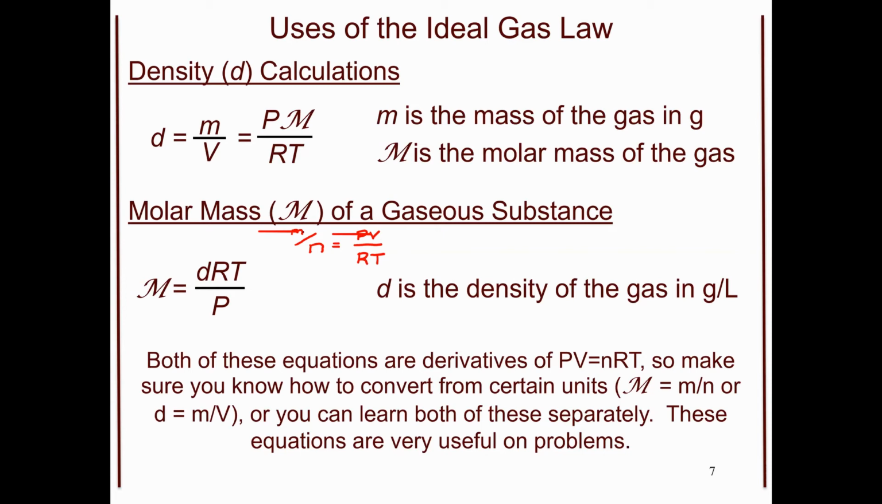Both of these equations are derivatives of PV equals nRT. So you can either learn them separately, you can derive them, or you can have them on a formula sheet. Just make sure you know how to use them. And that is what we're going to practice here over the next couple of examples.